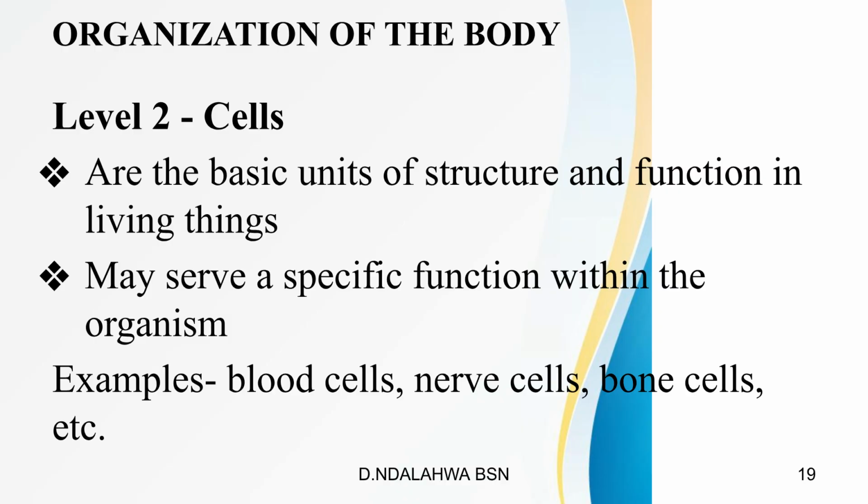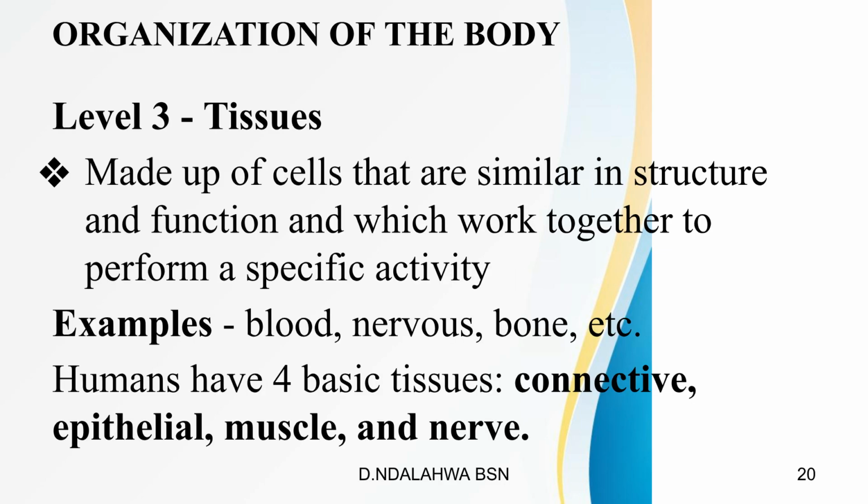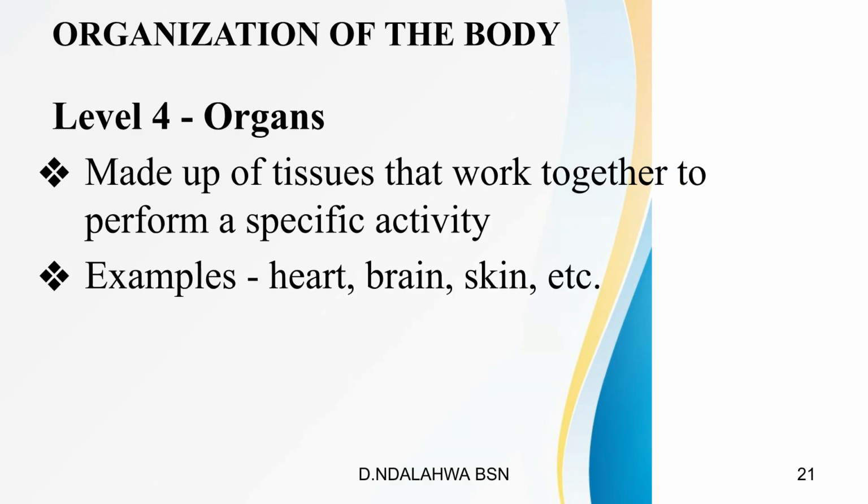Level 2 of body organization is cells, the basic units of structure and function in living things. Cells may serve a specific function, such as blood cells, nerve cells, or bone cells. Level 3 is tissues, made up of cells similar in structure and function working together to perform a specific activity. Examples are blood, nervous, and bone tissue. Humans have 4 basic tissues: connective, epithelial, muscle, and nerve. Level 4 is organs, made up of tissues that work together to perform a specific activity. Examples include the heart, brain, and skin.